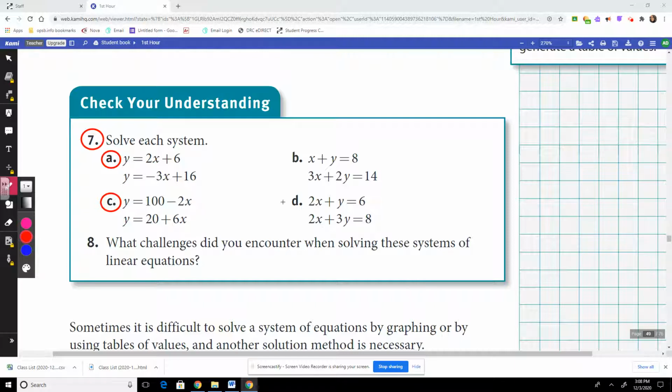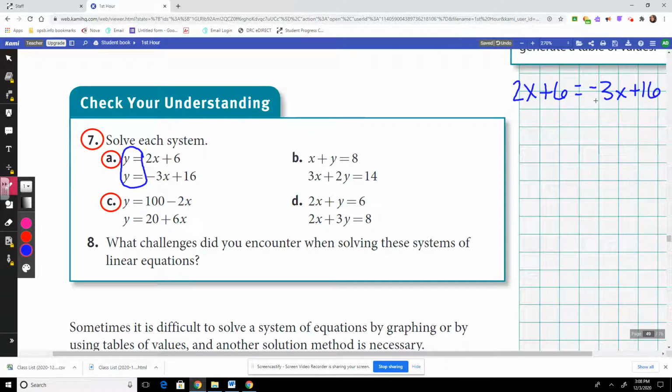What I taught you in our lesson using the worksheets was that when you see y equals for both, set both of these equations equal to each other and solve for x. So I'm going to come over here to the side. 2x plus 6 equals negative 3x plus 16. Solve this equation for x.